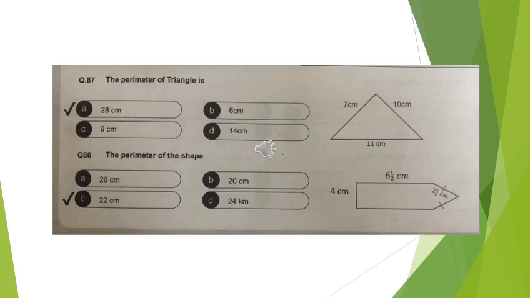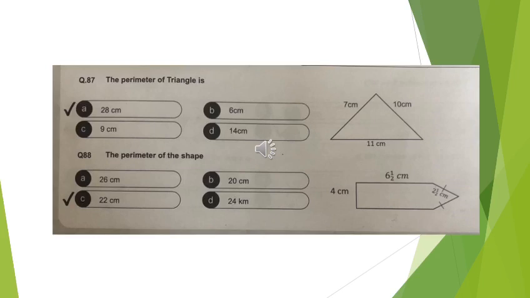Question number 87 is, the perimeter of a triangle is, option A is 28 centimeter, option B is 6 centimeter, option C is 9 centimeter, and option D is 14 centimeter. To find the perimeter of a triangle, we have to add all the sides of the triangle, which is 7 centimeter plus 10 centimeter plus 11 centimeter, and the answer will be 28 centimeter. So option A is the correct answer.